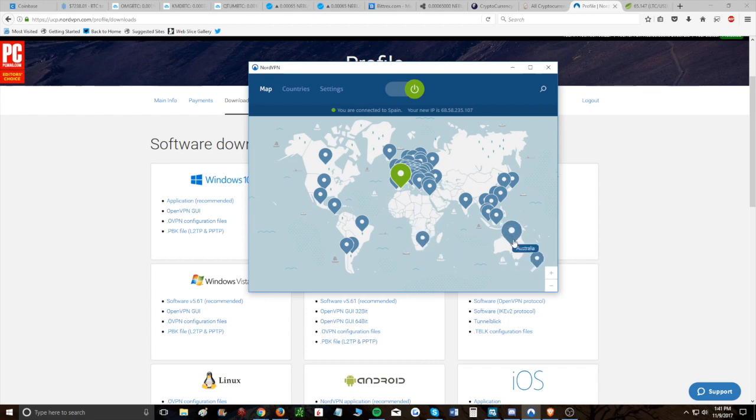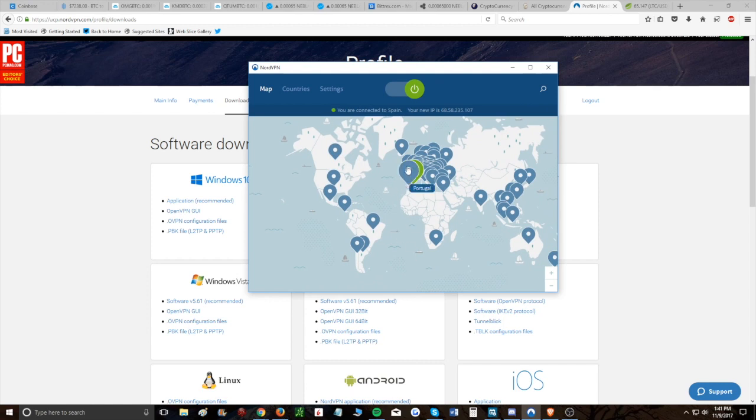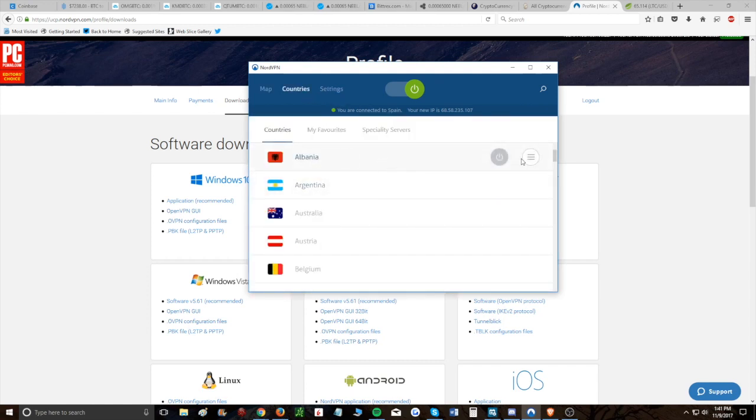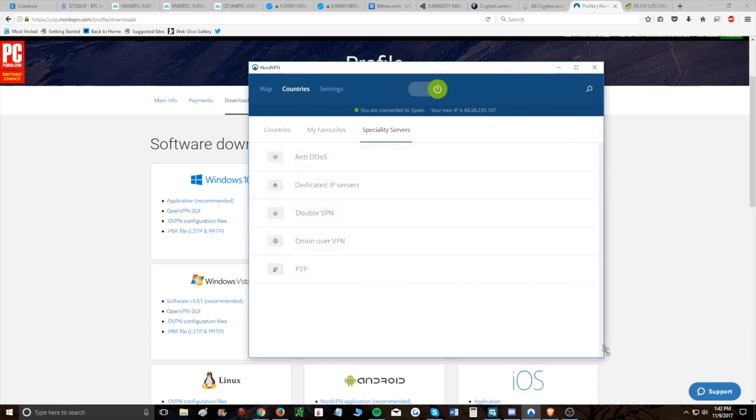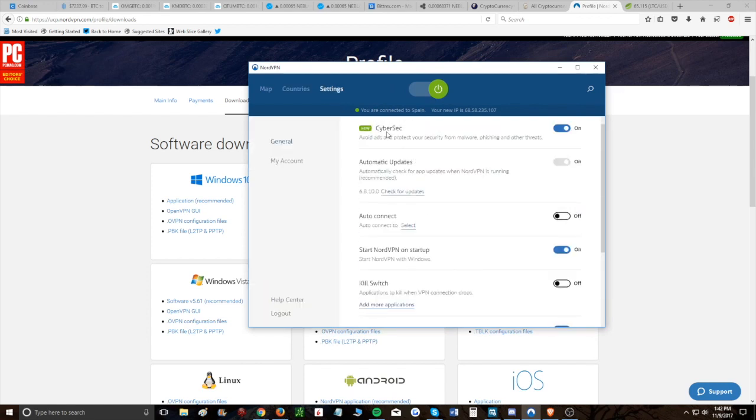I could be in New Zealand, Australia, wherever. I'm surprised there's only one in the United States, but this is how it works. Or you can come here and choose your country based off that. Anti-DDoS server, dedicated IPs, double VPN. And there's a ton of options here. I actually also turned on this CyberSec to avoid ads, protect your security from malware, phishing, and other threats. Automatic updates are on, and start NordVPN.